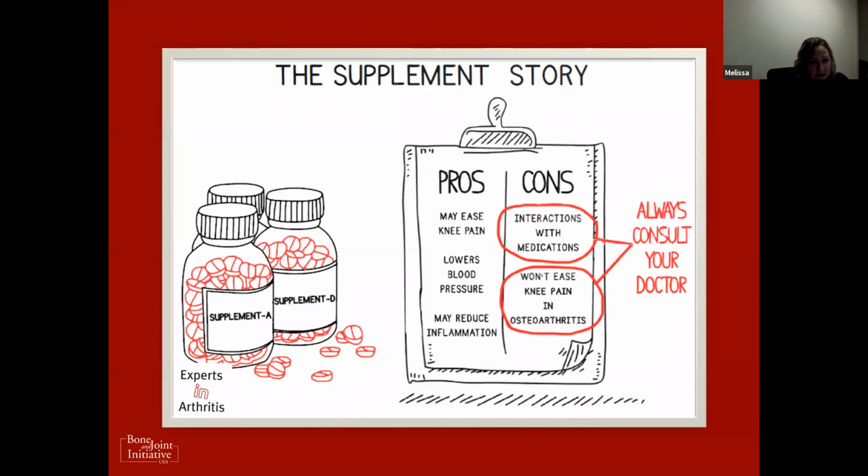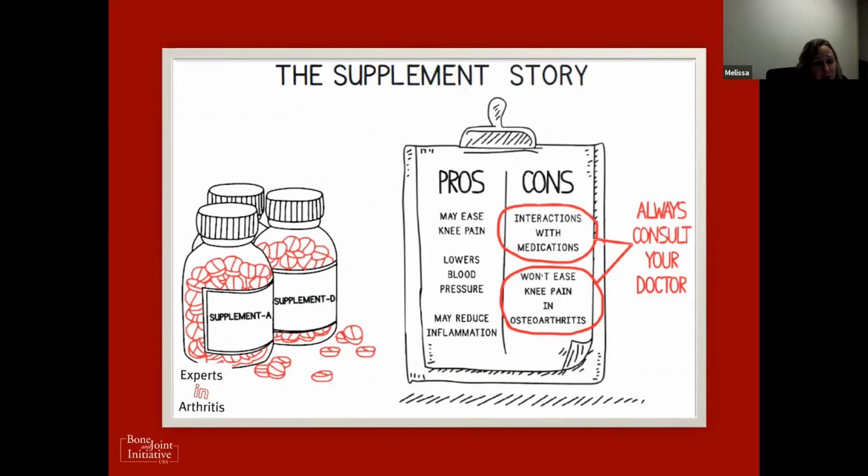Before starting anything additional, as far as the supplements, also keep in mind to consult your doctor. This is just a reminder. Supplements may interact with some of the medications you're already on.